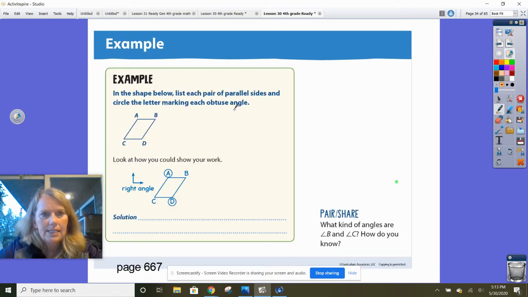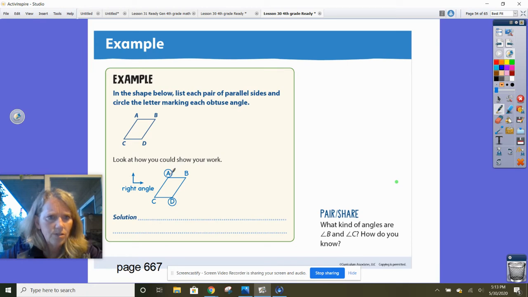In the shape below, list each pair of parallel sides and circle the letter marking each obtuse angle. Look at how you can show your work. Right angle. What kind of angles are B and C? Pair share. Okay, on page 667, list each pair of parallel sides and circle the letter marking each obtuse angle. So it gives you 2 things to do there. List the pair of parallel sides. Look at how you can show your work.